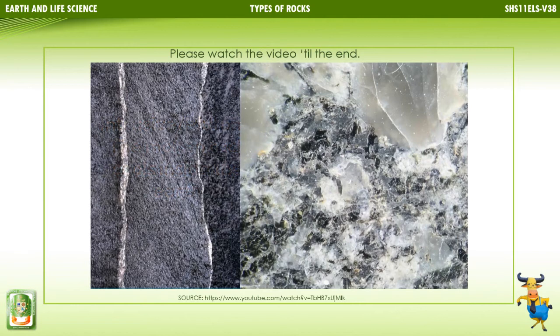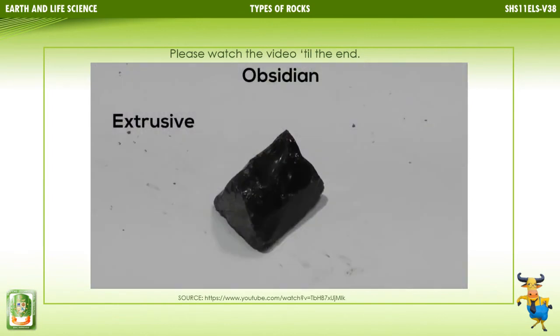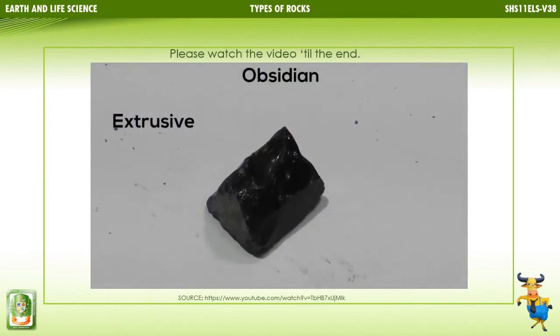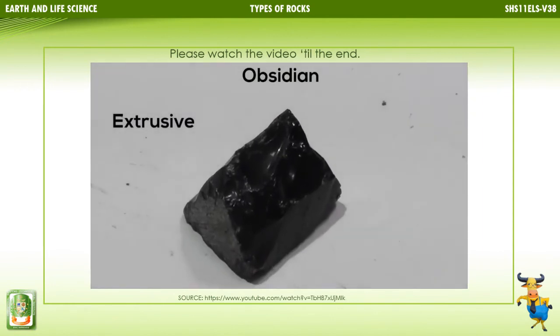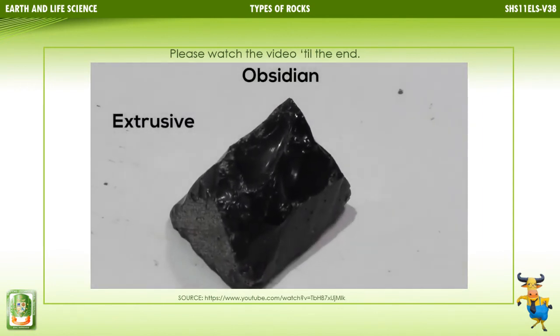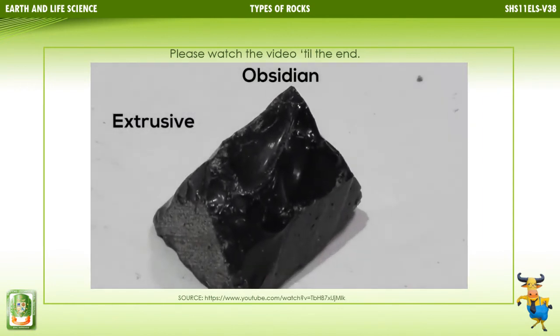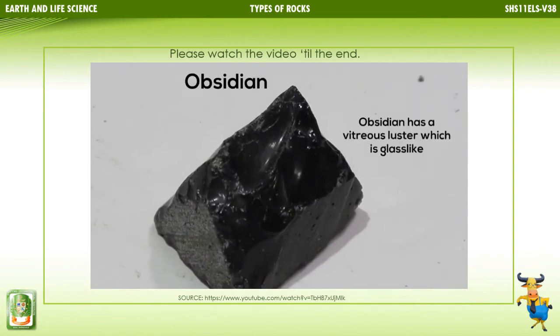So up first, let's take a look at obsidian. Obsidian is an igneous, extrusive, or volcanic rock. It's made up of quartz, alkali, and feldspar. It looks a little bit like glass, and it has a hardness between 6 and 7.